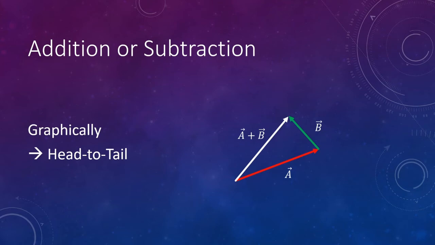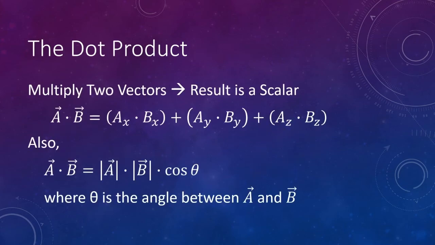You can also multiply vectors. There's two ways of doing this that have different mathematical and physical meanings. The first way is a simple way. It's called the dot product. You'll also see this written as a scalar product. This is where you multiply two vectors and the result is a scalar.